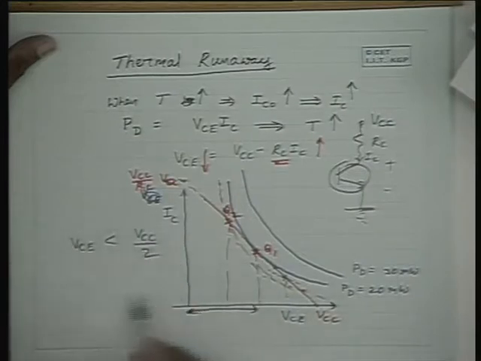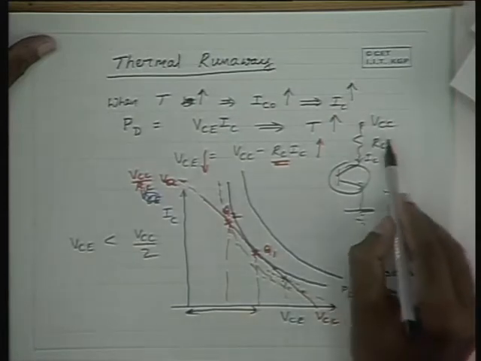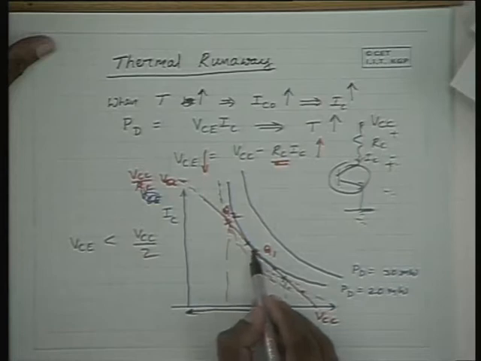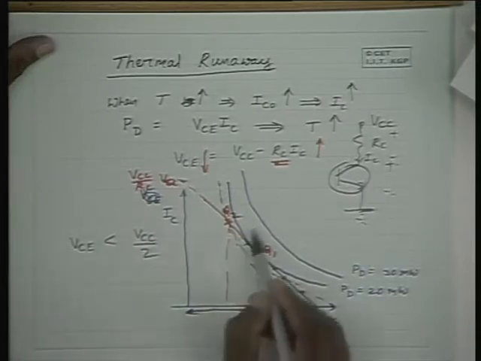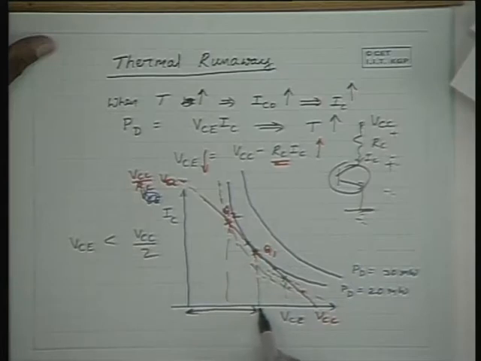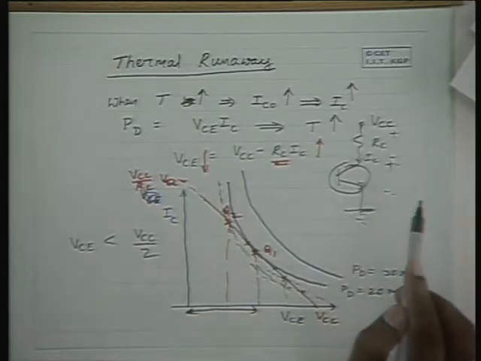So the selection of the Q point should be done such that this voltage VCE is less than half of VCC. That means we want to see that this voltage drop is more than this voltage drop. Then we can ensure that the Q point is always either here or at the most here or on this side, this part of the curve, because of which when the temperature rises, VCE decreases and the power dissipation goes down. I repeat, if it is biased such that VCE is greater than this point, now the power dissipation increases as I showed at this point. So this way a Q point can be selected such that the thermal runaway condition is avoided. So Q point selection is important to this effect.